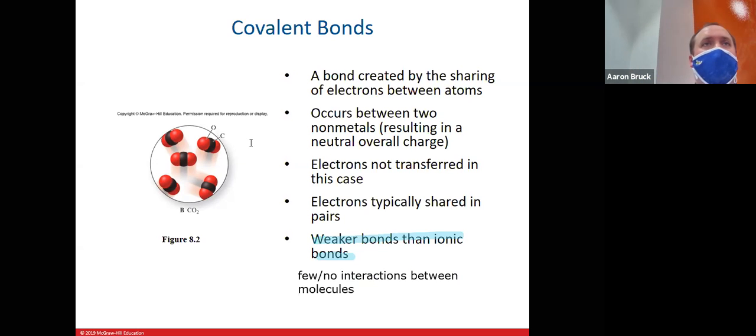Whereas in an ionic compound, I form these ions, and yes, there is a definitive attraction between this positive and this negative where the electron transfer took place. But this positive also attracts a whole bunch of other negatives. And this negative also attracts a whole bunch of other positives. It's more than just those two interacting.